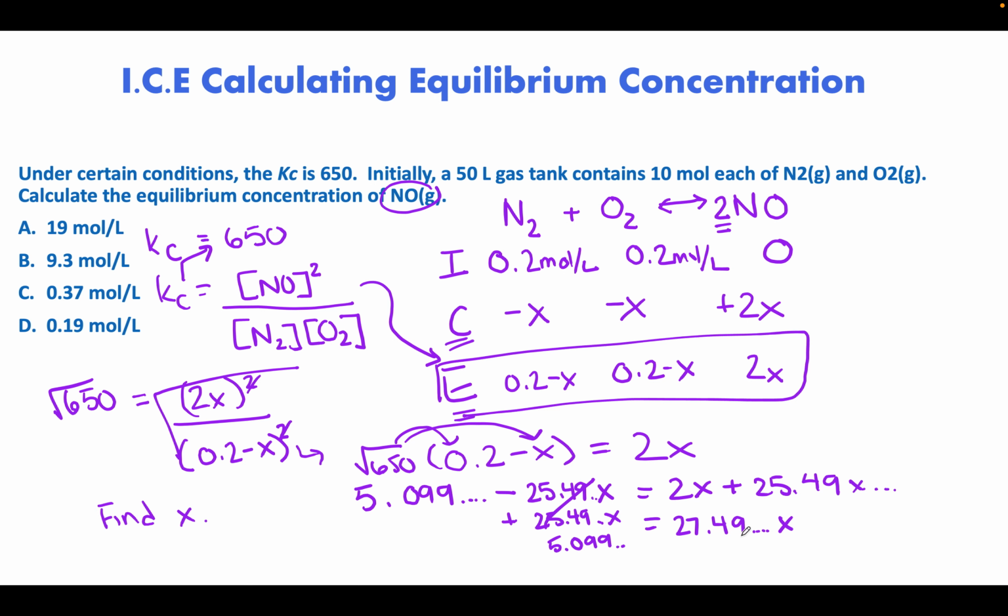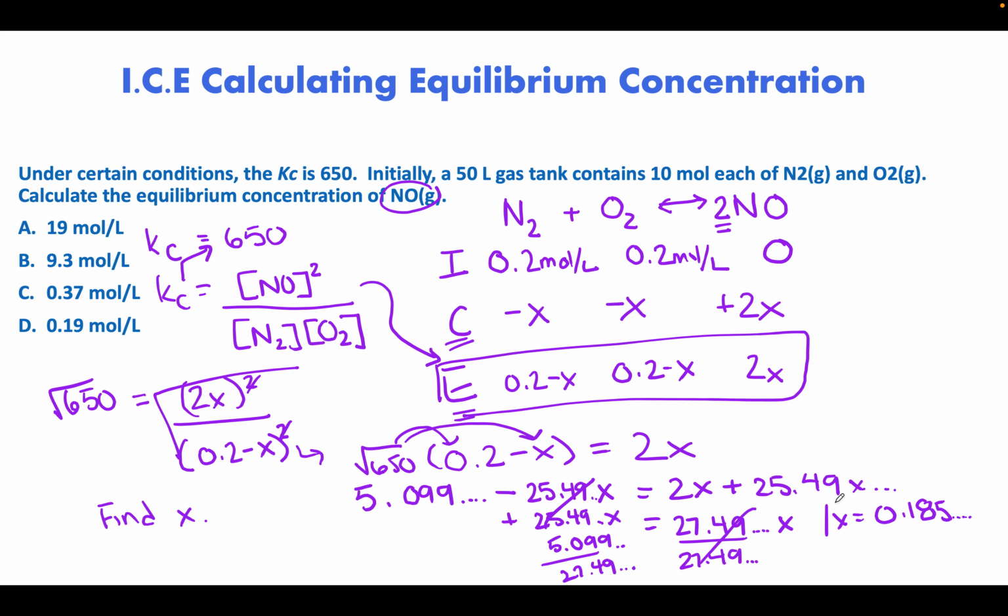So let's get x alone, divide both sides by that 27.49. Again, the decimals are in my calculator, so I'm going to get that alone. And let's put that on in there. I'm just going to do that quickly. So that 5.099 divided by 27.49, I'm just going to take that value. And I can see my value for x equals 0.185, and that value is going to keep on going.